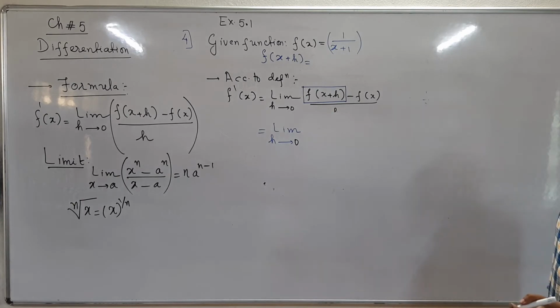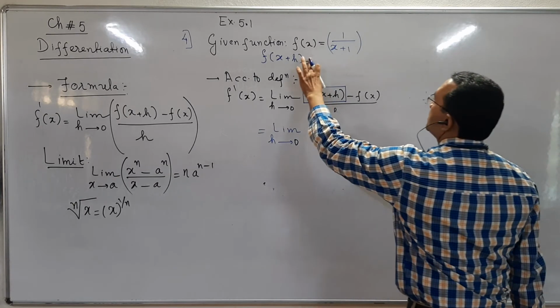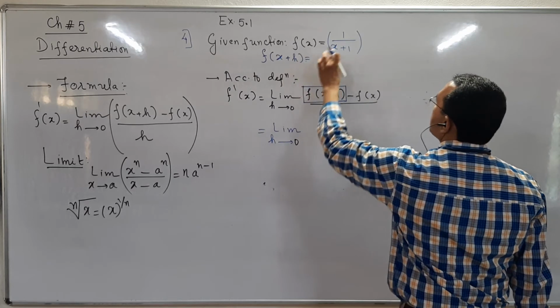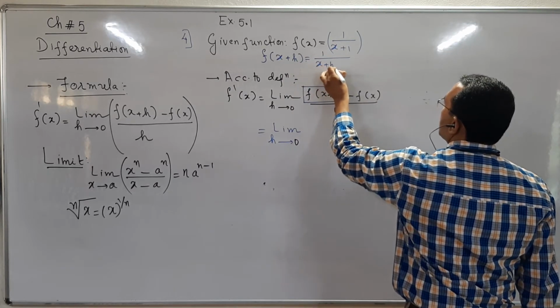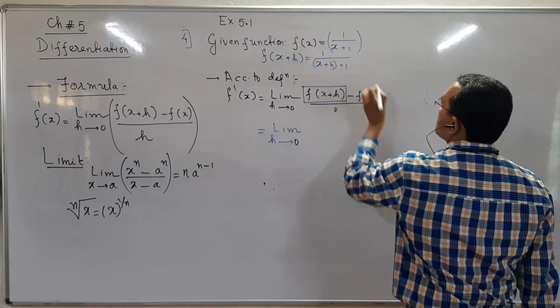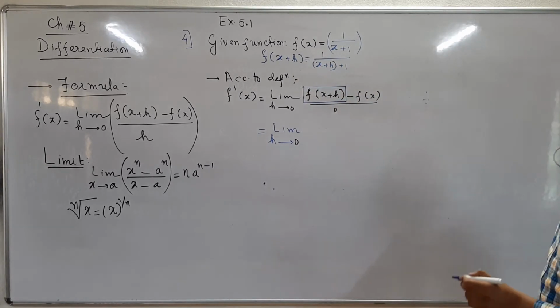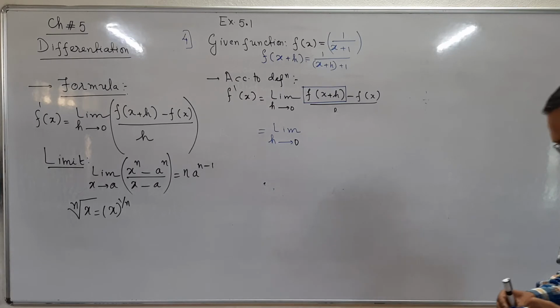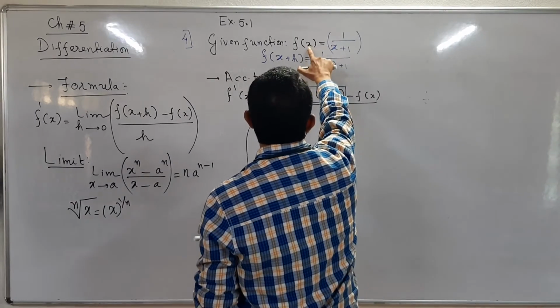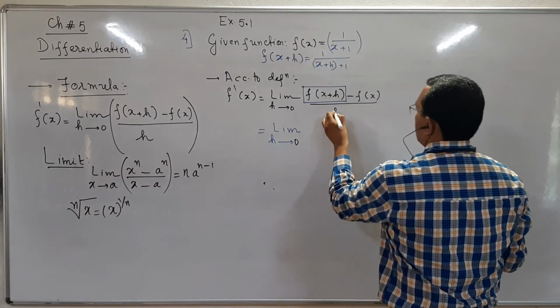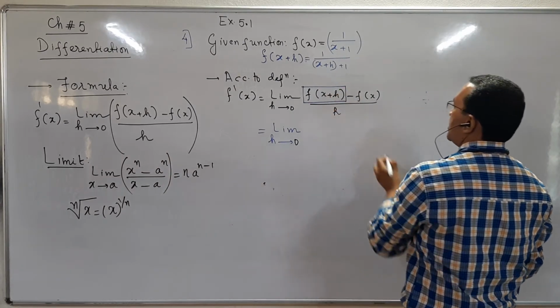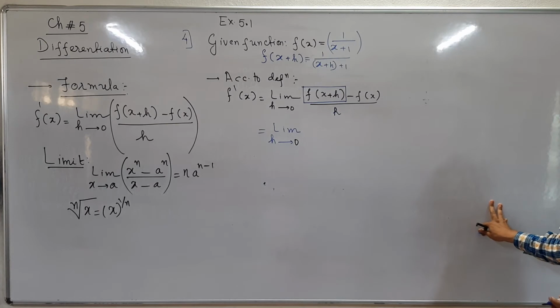So what will be, students, f of x plus h? Replace this x by x plus h. So it will be 1 upon x plus h plus 1. I hope all of you understood this. Simply this x is replaced by x plus h. Okay, this denominator h remains as it is.